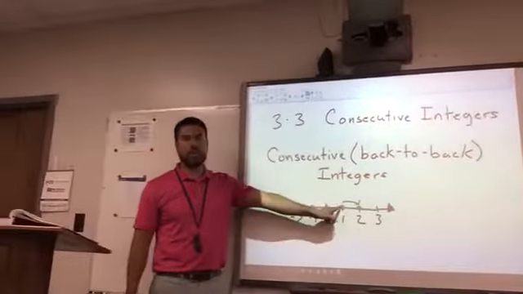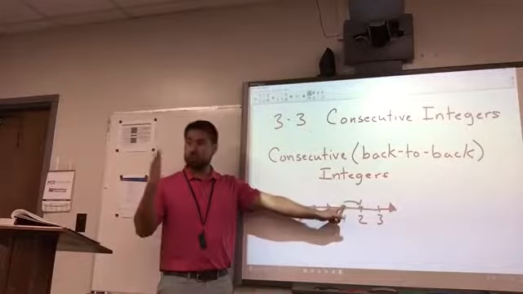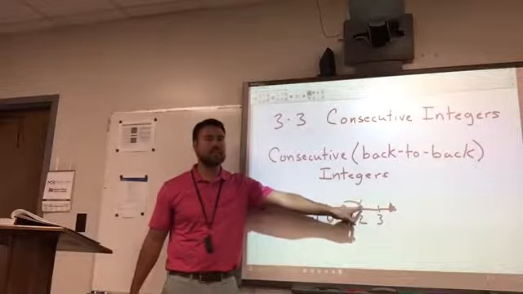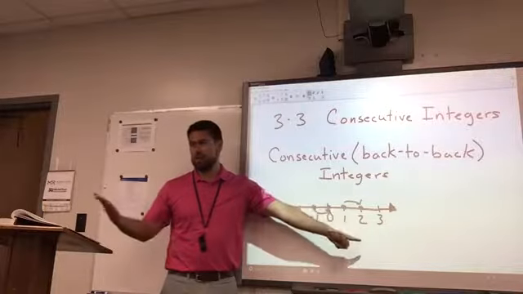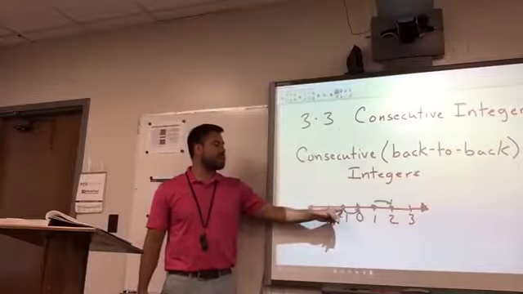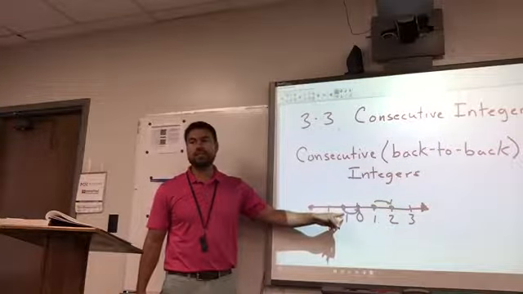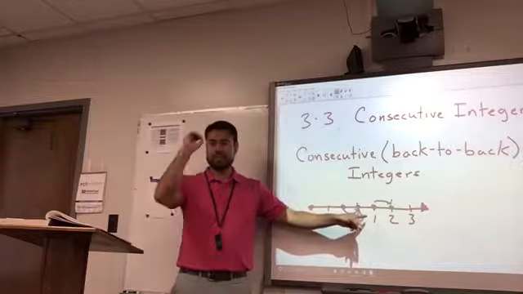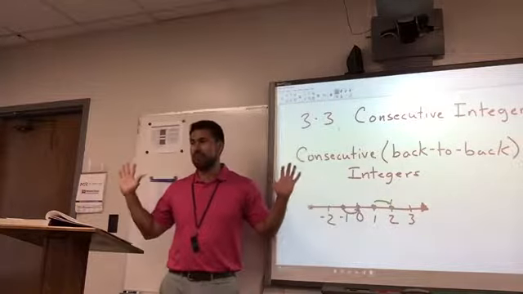Okay, let's go back to 1. If that's my first integer, what's my second integer, or the second consecutive integer? It's 2, right? Pretty clear, pretty quick and easy. If my first integer, though, was -1, what's the next consecutive integer, or the second integer? It's 0. Everyone okay with that?